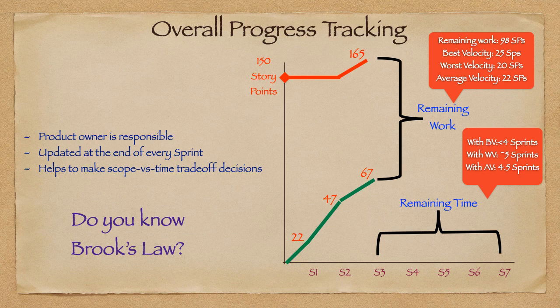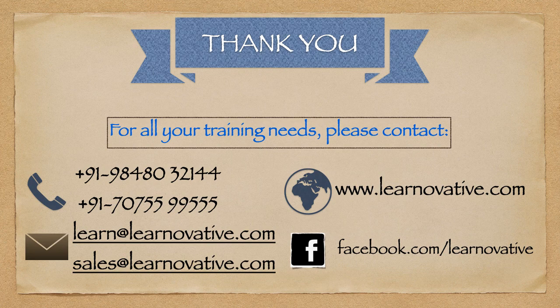So in this video, we have just discussed how to track the sprint level progress, and the development team is responsible. They can use the sprint burn down chart. And for release level or overall project level progress, the product owner is responsible, and he can use the burn up chart to track that and to make decisions by contacting the stakeholders and development team. Thank you for watching this video.